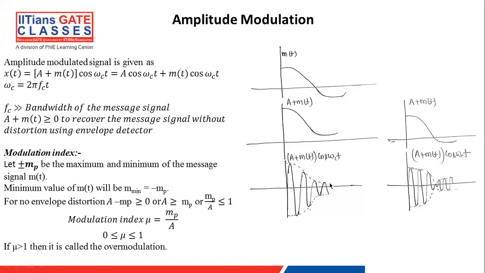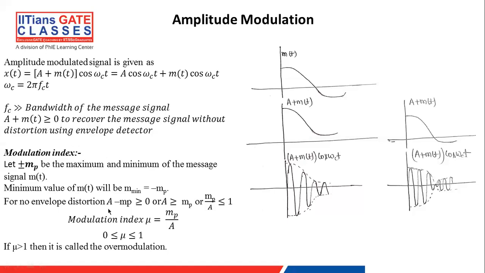Now let's come to the topic called modulation index. First let's assume that there is a signal m(t), and its maximum and minimum values are given as plus mp and minus mp. So the minimum value of m(t) will be minus mp. Now A plus m(t) has to be greater than 0 for all m(t), whether m(t) is positive or negative. So the worst case will be when m(t) is minimum.